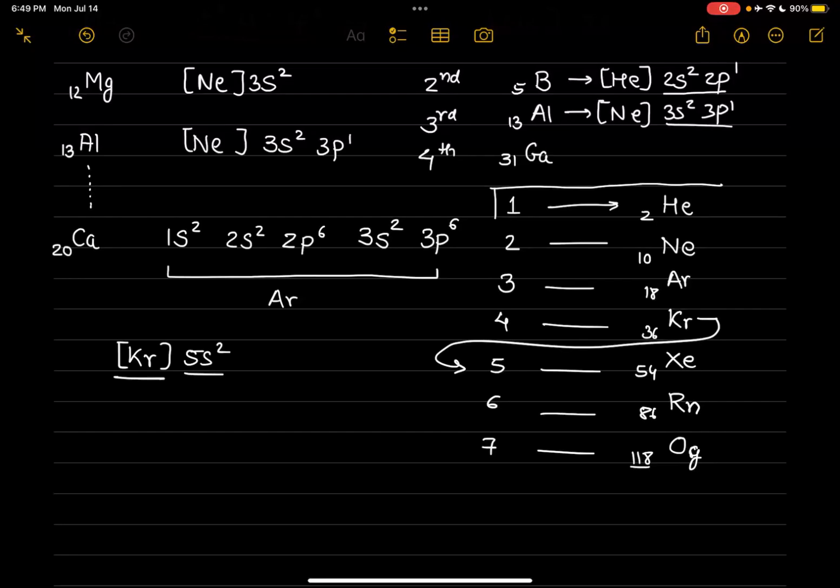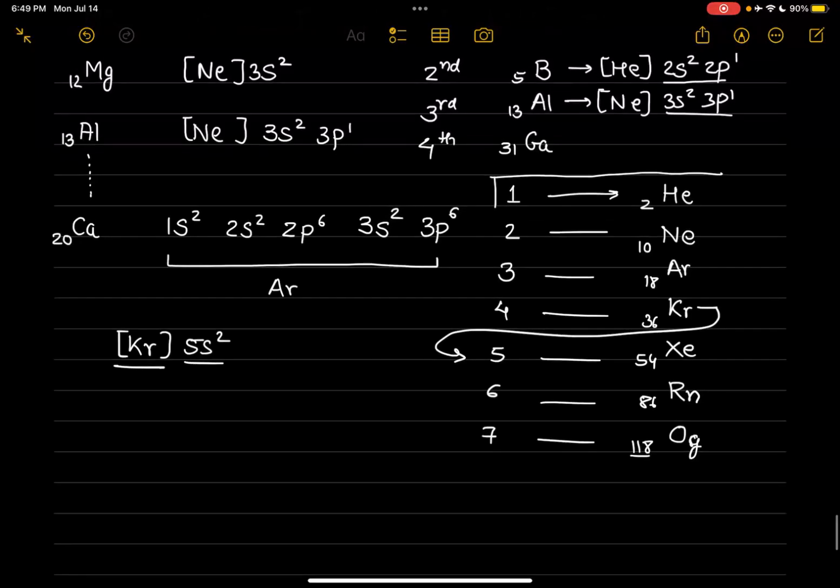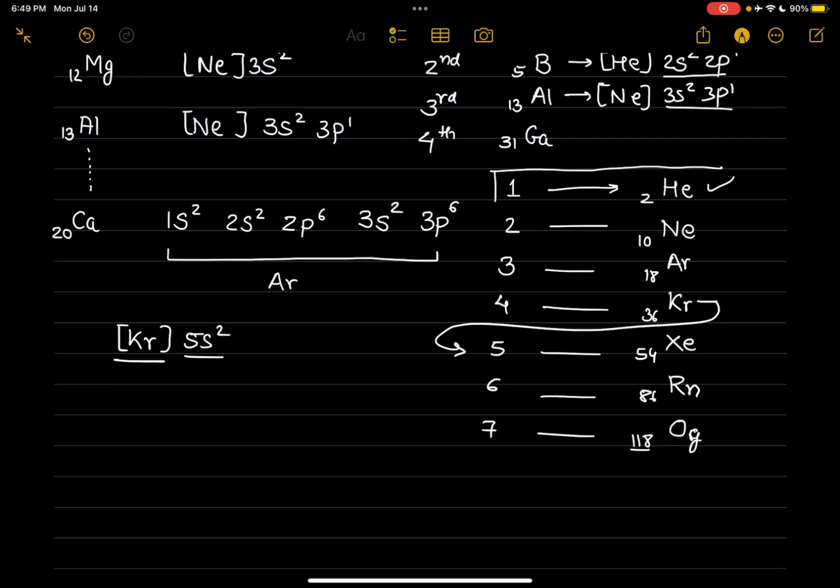As of now, if you didn't understand this, I will let you understand. As of now, what you can do is remember the noble gases, their atomic numbers and their period numbers. Okay. This will help you out. They are just like milestones.